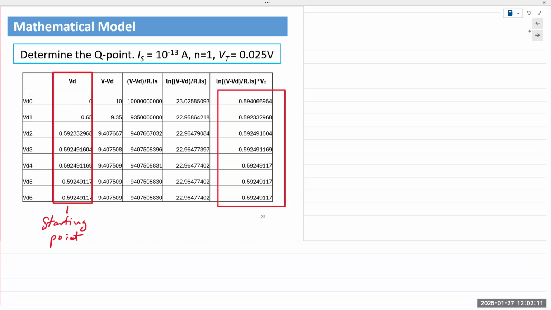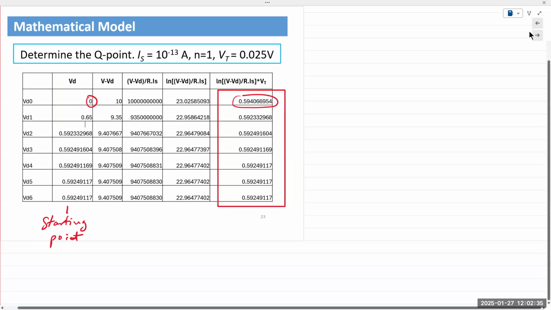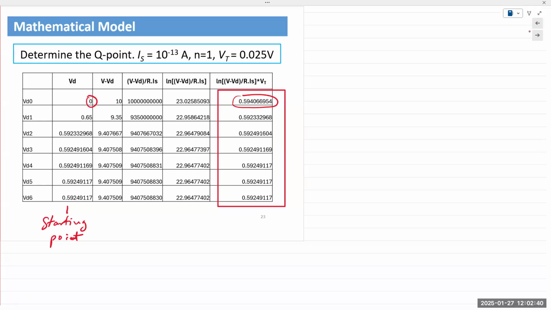So I have that equation, right? In that equation, I plugged in VD equal to 0, and I obtained 0.594 as my answer. I take that answer because it does not match 0, obviously. 0.594 does not match my answer, so I plug it in there. I skipped a couple of steps. And you plug it in here.